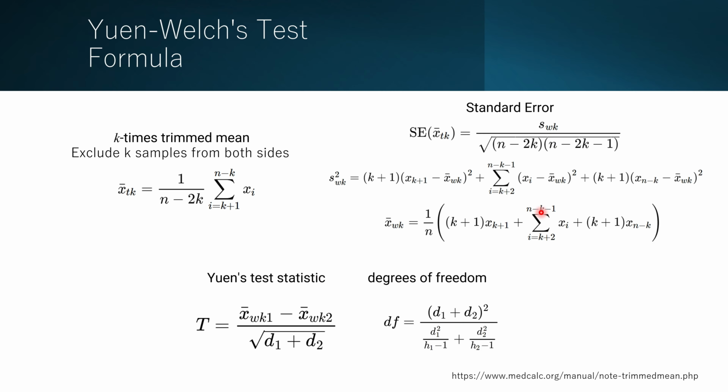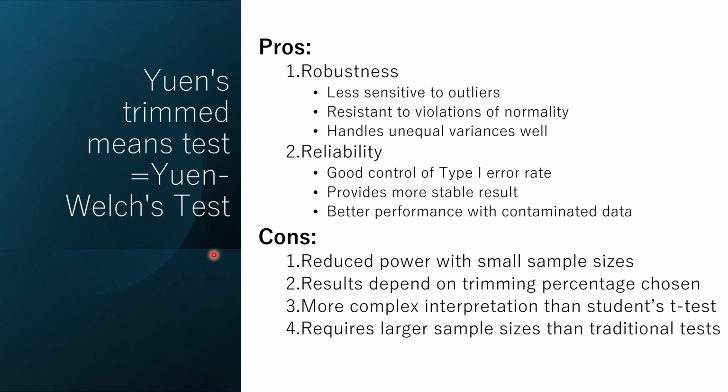We can calculate like this, and I'd like to skip this point. And please remember the pros and cons for the Yuen-Stolymsky test. Robustness and reliability are the pros. The biggest pro is the robustness. It is less sensitive to outliers because it trims the dataset. And like the Welch's test, it also handles unequal variances very well.